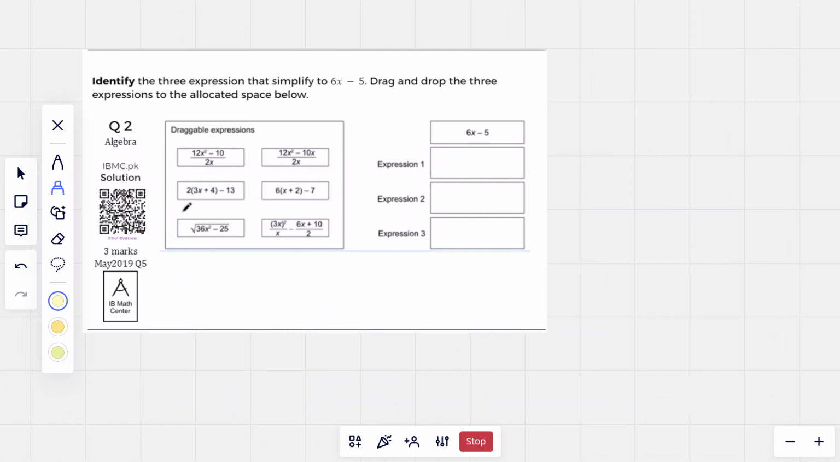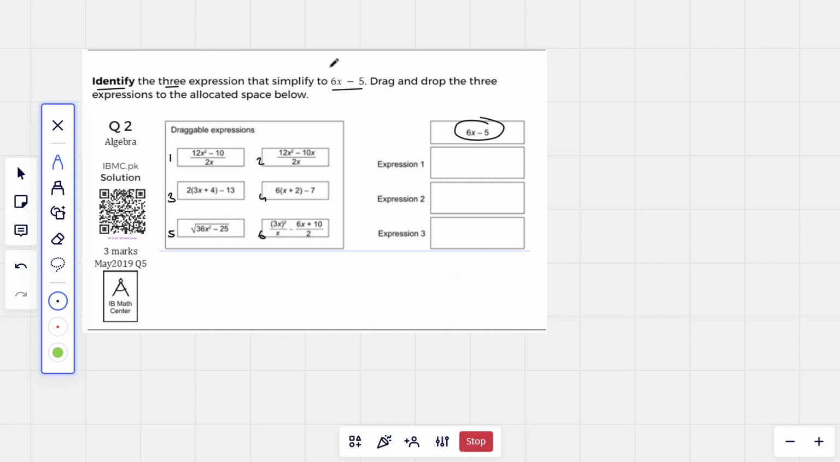So the question is that we have to identify 3 expressions that simplify to 6x minus 5. We've been given 6 expressions: 1, 2, 3, 4, 5, and 6. Of these 6 expressions, 3 will simplify to 6x minus 5, and we have to identify which 3 are those.